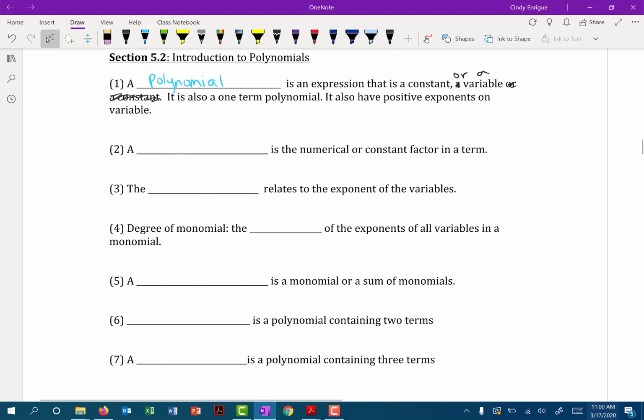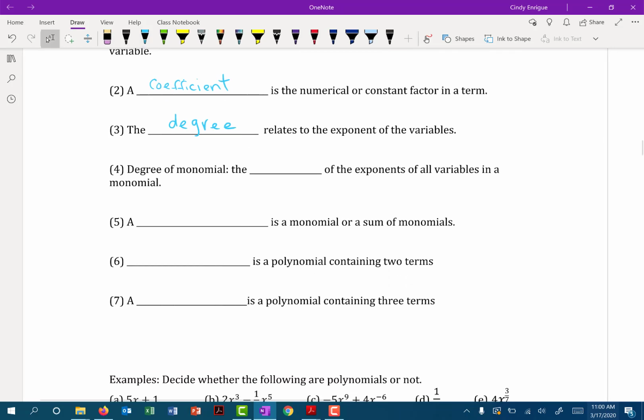Our second vocabulary word: a blank is the numerical or constant factor in a term. That is going to be the coefficient. The third one, the blank relates to the exponent of the variables. So when I'm thinking about the exponent, I know I'm talking about the degree. The degree of a monomial is the biggest of the exponents of all the variables in a monomial.